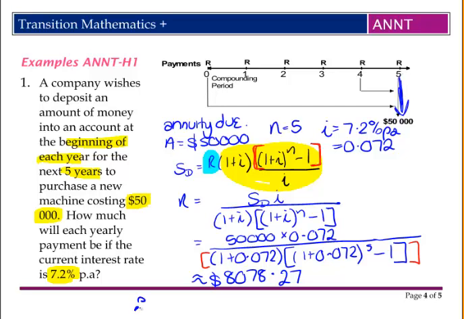You'd need to finish with the therefore statement. I've run out of room, but you can see the therefore statement in the textbook. It's just that $8,078.27 is required at the beginning of the year for 5 years at 7.2% to have $50,000 in the sinking fund at the end of 5 years. So you're putting in over $8,000 at the beginning of every year.